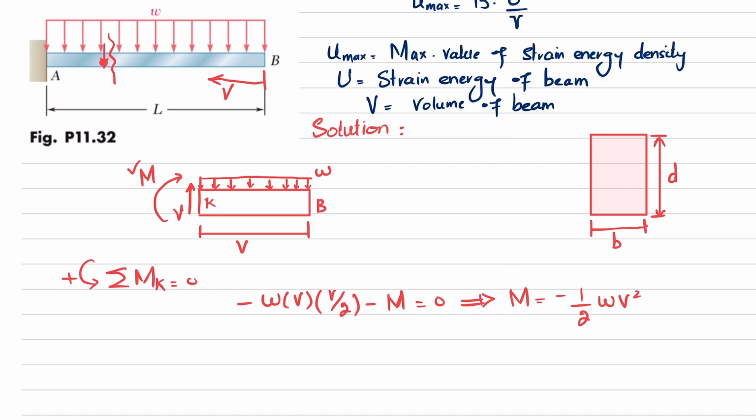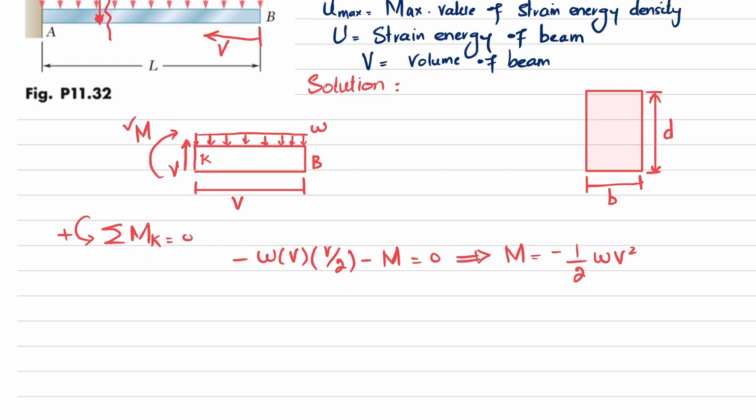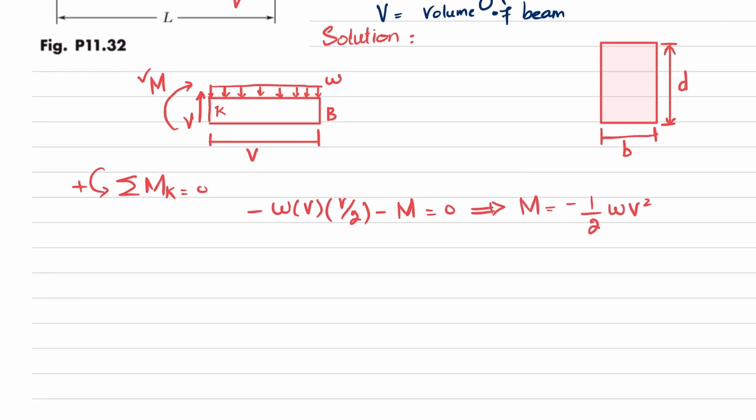Now this is the moment equation for the beam. So its total strain energy will be the integral from 0 to L, because here we can see V, not X.